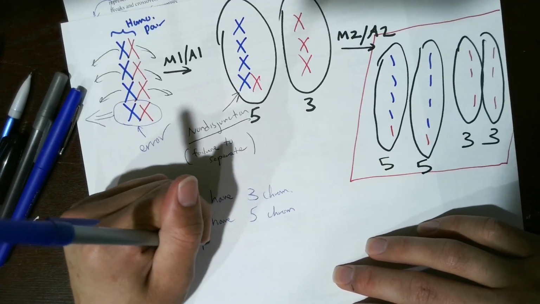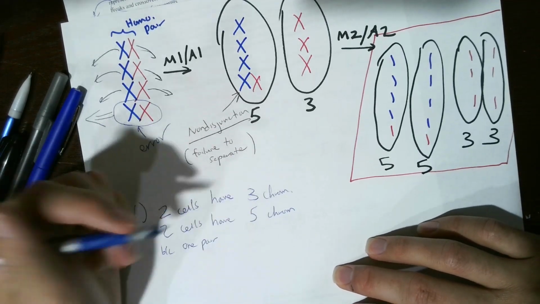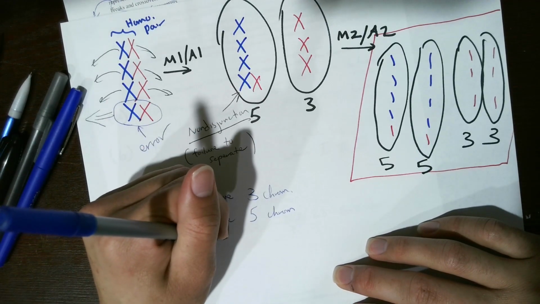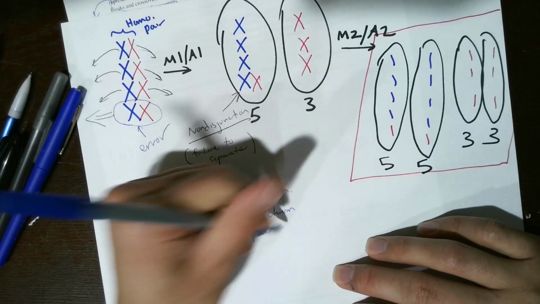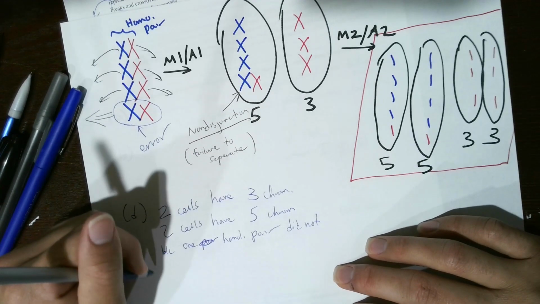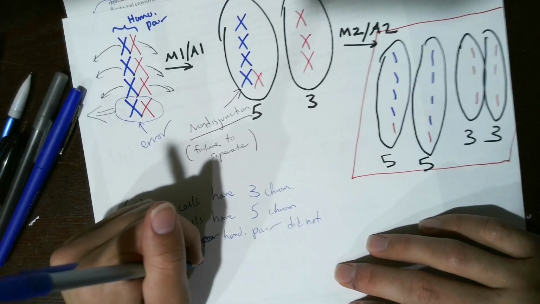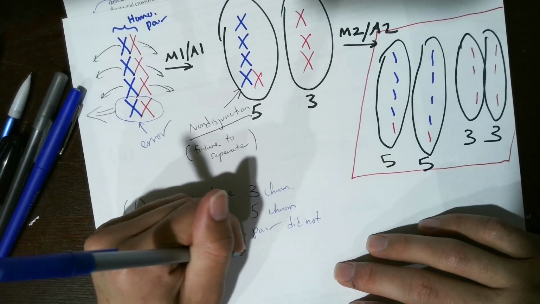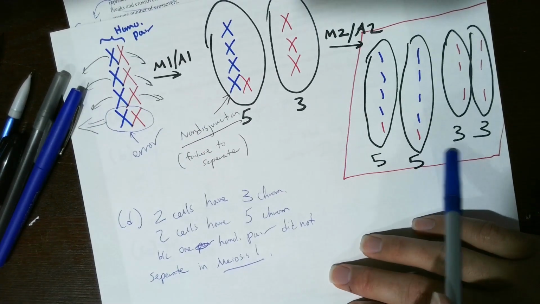one homologous pair, it's this one we're talking about, did not separate in meiosis 1. But it did separate in meiosis 2.